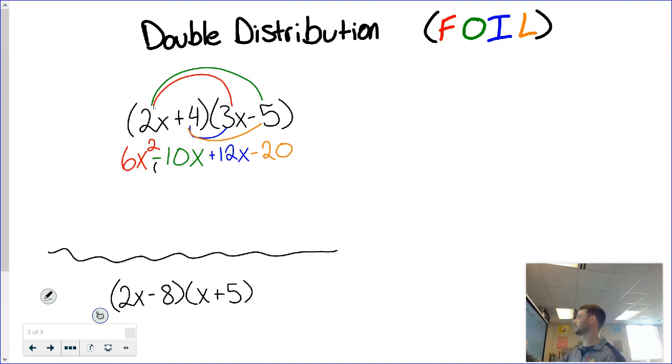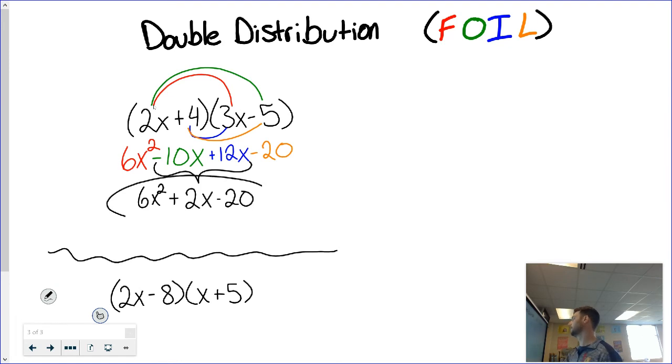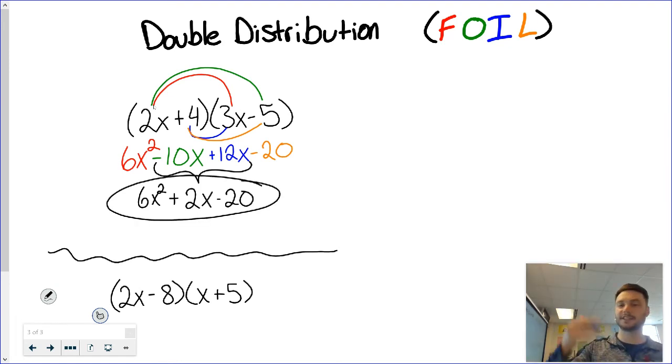And these two in the middle should be like terms. Are they? Well, yeah, negative 10x and positive 12x are like terms. Negative 10 plus 12 is 2x. And everything else just drops down. So that was a positive 2x, so we're going to say 6x squared plus 2x minus 20. And this is our final answer. So you're multiplying each piece from the front of the parentheses times each piece in the back of the parentheses. It's kind of like distributing twice and then combining like terms. I suggest following the FOIL pattern so that your middle ones always end up combining.